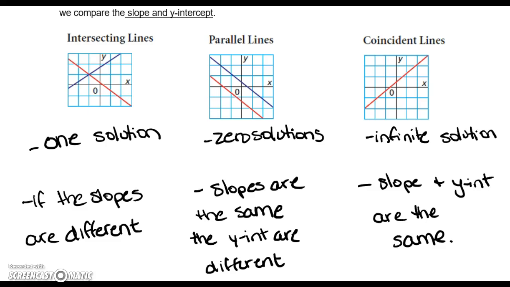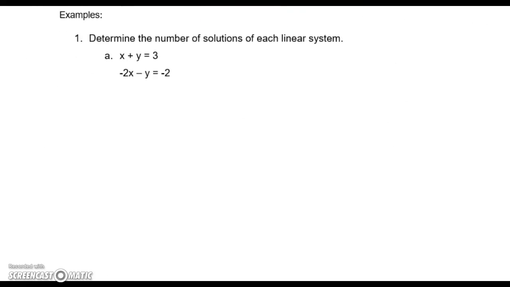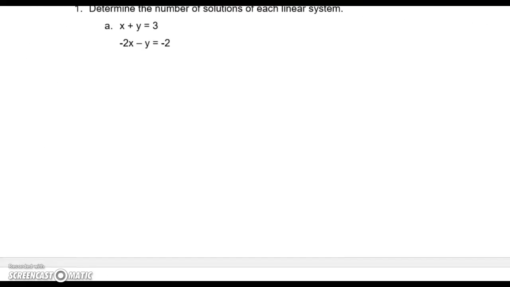Here we're going to look at examples 1a and b from your notes. We're going to determine the number of solutions of each linear system. Our first system is x plus y is equal to 3, and negative 2x minus y is equal to negative 2. To determine how many solutions a system has, you have to convert it all into the same type of equation. My hint is to always put this into slope-intercept form, y is equal to mx plus b. That's the easiest way to convert the equations all into the same form.